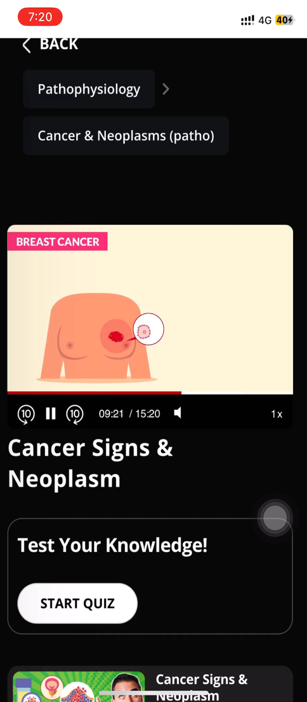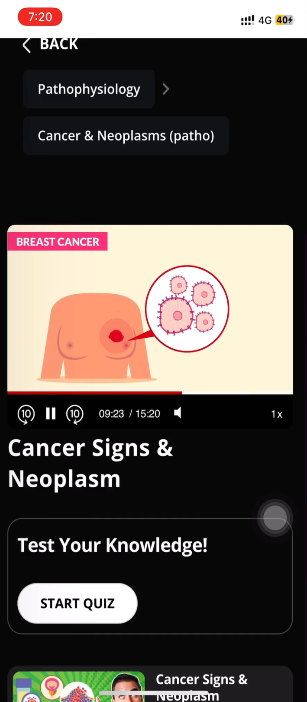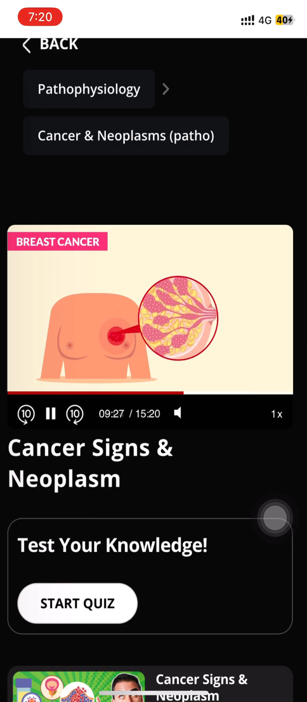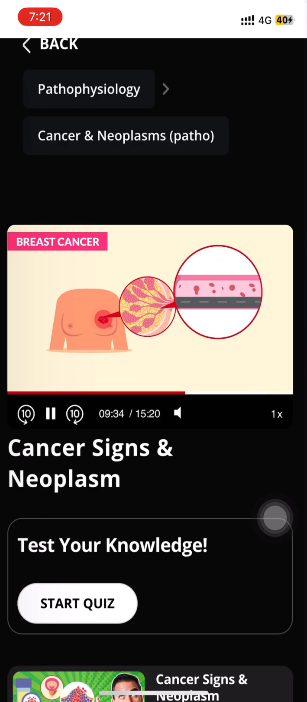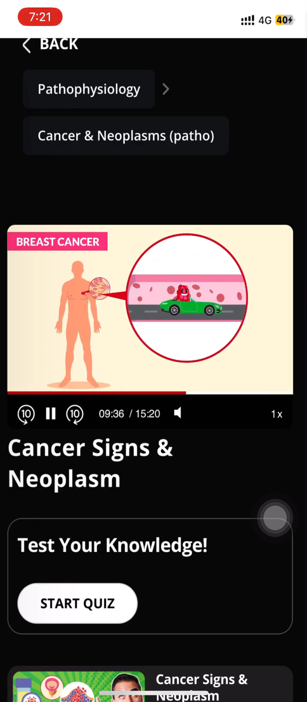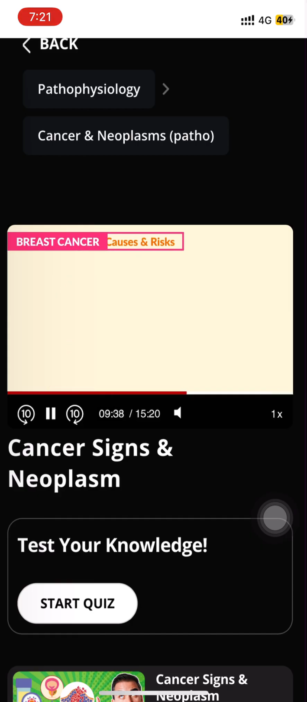This is the uncontrolled growth of cells within the breast tissue. Now it's very deadly since the breasts are very vascular, with both lymphatic tissue and a lot of blood vessels that sort of act like the highways of the body. So cancer can easily spread to other parts. Now for the causes and risks, I would write these down. These are huge NCLEX tips.